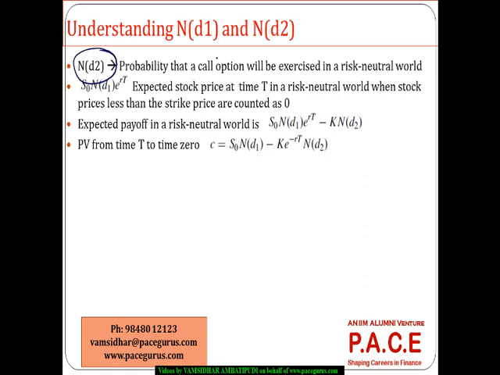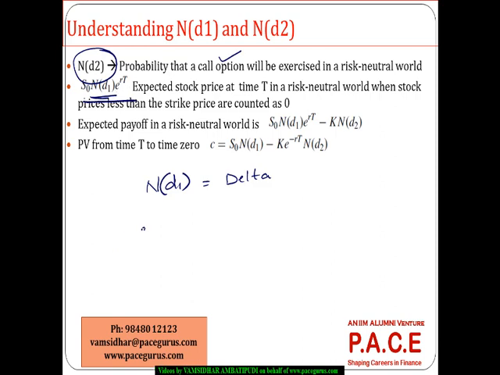N(d2) signifies the probability that the call option will be exercised in a risk neutral world. So if I really want to know the probability that the call option will be in the money, will be exercised, just by looking at N(d2) I can tell that. Whereas that kind of direct interpretation may not exist for N(d1), but generally we associate N(d1) with the delta of the option. But just again to understand, S0 N(d1), Ee^(rT).